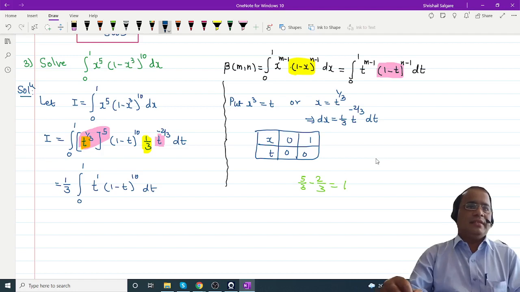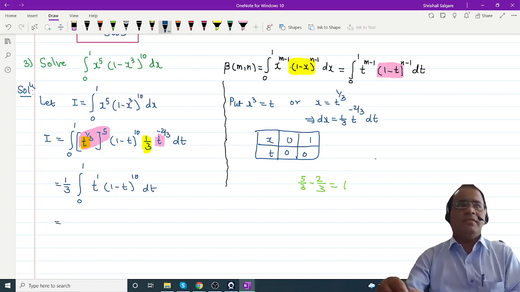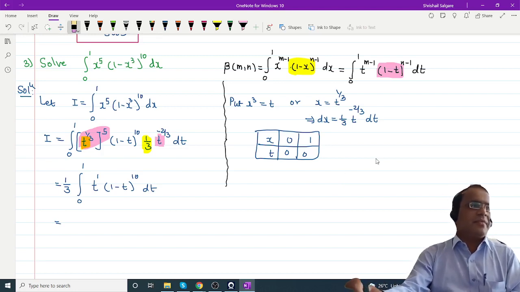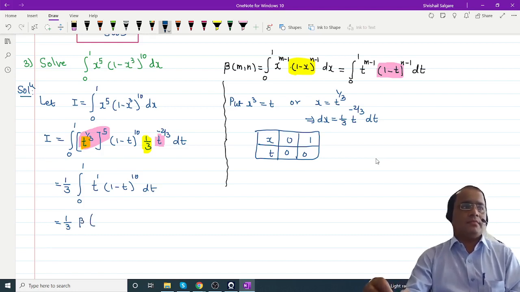Now it comes in the beta form. Can I apply the definition? Others also reply. Ayushi, Prerna, Siddesh, Krishna are there. Excellent. Yes, it defines a beta. Then tell me the parameters of beta. Beta of what should I write first?